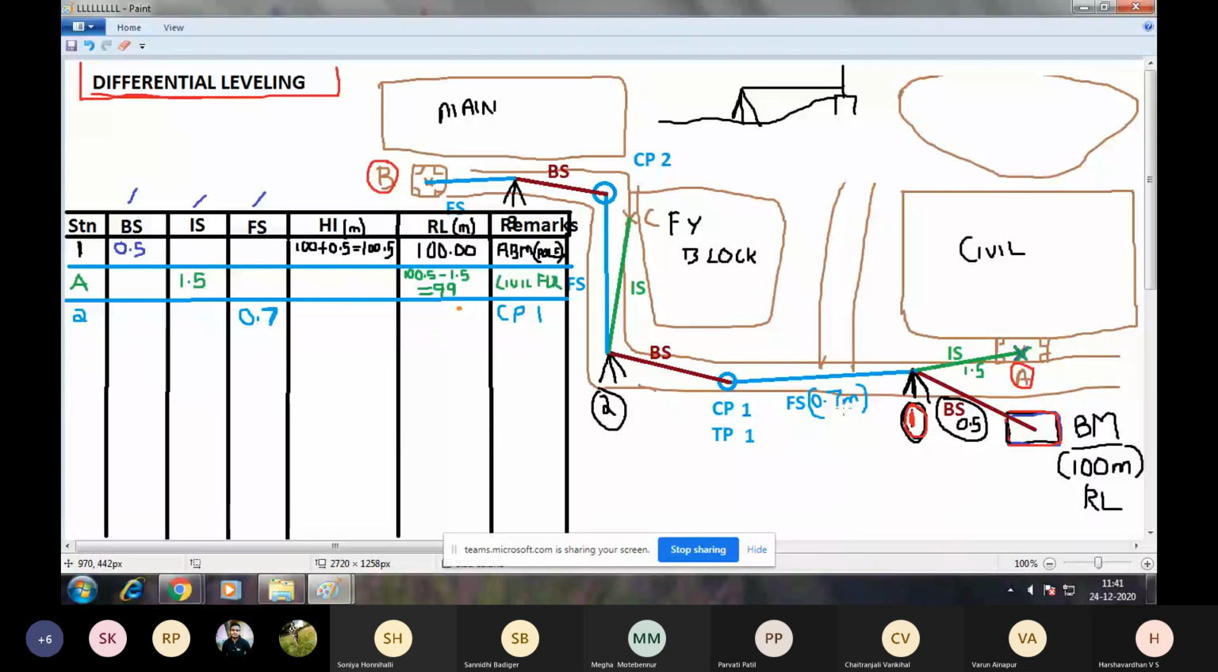Evaluation of change. So this reading will either be foresight or intermediate. Now I have to check whether I will continue or whether this is the final reading. Actually, this is the final reading from this instrument point. After taking this reading, I'm shifting the instrument. That's why this staff reading is foresight, because it is the final reading, and after taking it I'll be shifting the instrument. So I'll write it in foresight, 0.7.